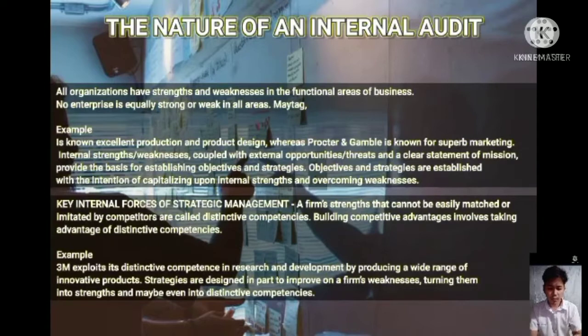Firm strengths that cannot be easily matched or imitated by competitors are called distinctive competencies. Building competitive advantage involves taking advantage of distinctive competencies. For example, 3M exploits its distinctive competence in research and development by producing a wide range of innovative products. Strategies are designed in part to improve on a firm's weaknesses, turning them into strengths and maybe even into distinctive competencies.